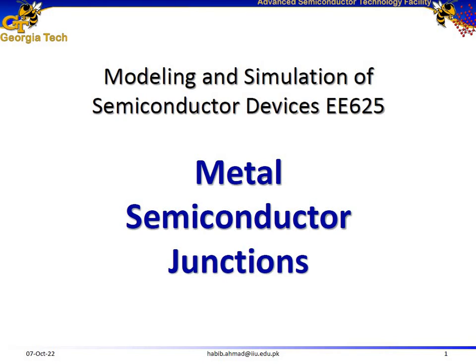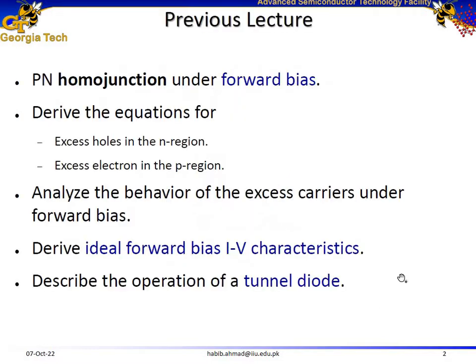Today we are going to talk about metal semiconductor junctions. In the previous lectures, we talked about p-n homojunction under forward bias. We derived the equations for excess holes in the n region and for excess electrons in the p region. We also analyzed the behavior of excess carriers under forward bias. We derived ideal forward bias IV characteristics and looked at the operation of a tunnel diode.